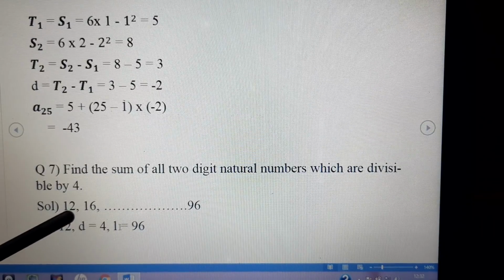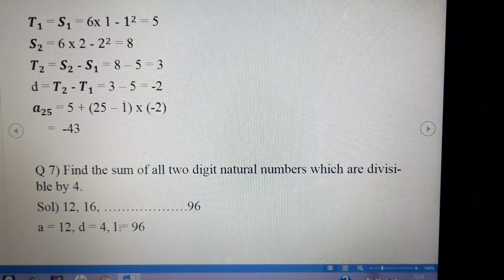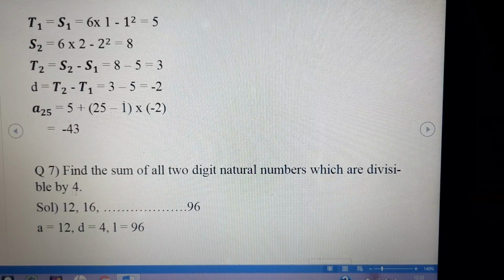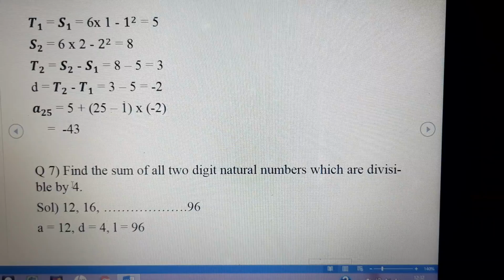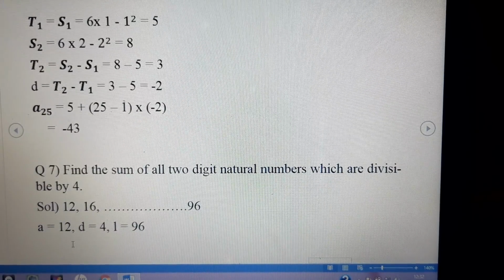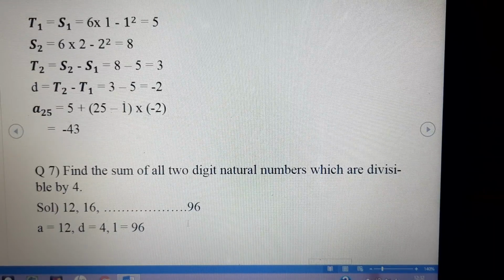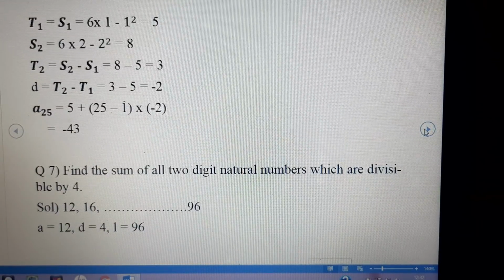So we know first term is 12. Last term is 96. And because they are saying divisible by 4, the common difference will be 4. You can check also: 16 minus 12 is 4. Clear? So we know A is 12, last term is 96 and common difference is 4.